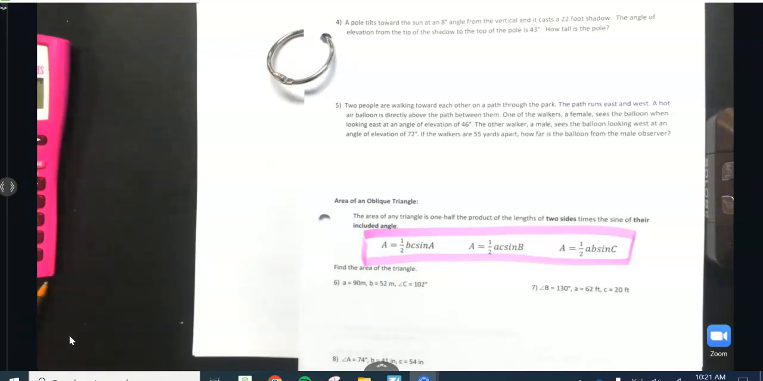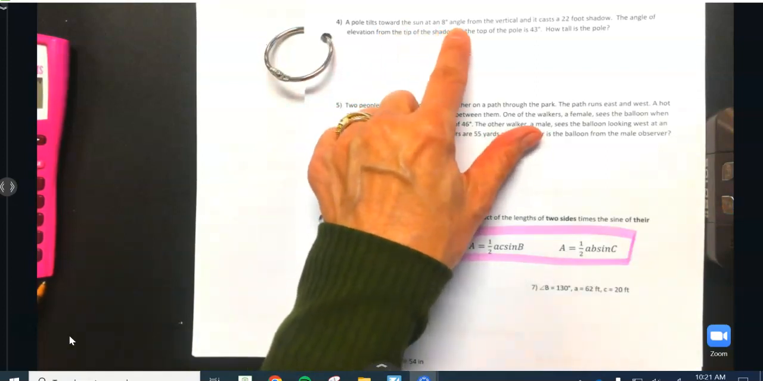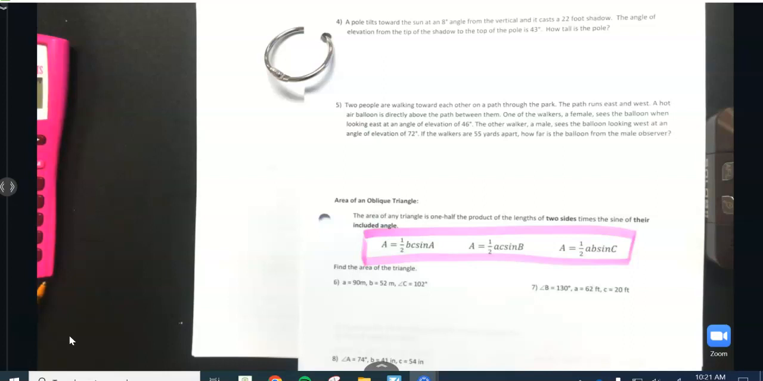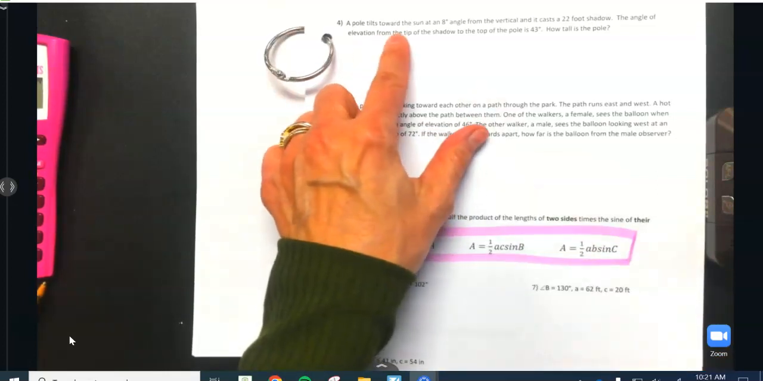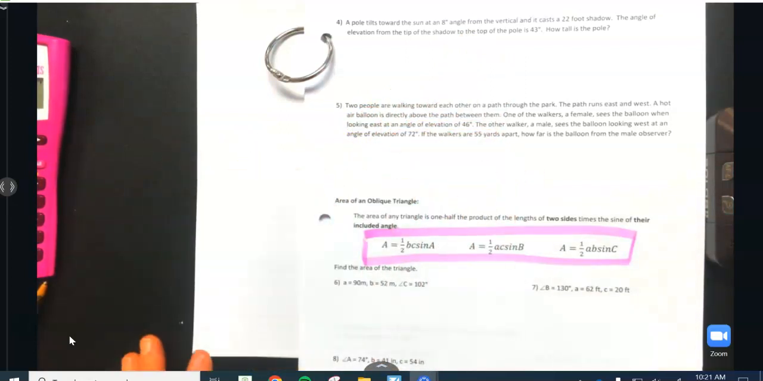All right, page 3, problem 4. A pole tilts towards the sun at an angle of 8 degrees from the vertical, and it casts a 22-foot shadow. The angle of elevation from the tip of the shadow to the top of the pole is 43 degrees. How tall is the pole?